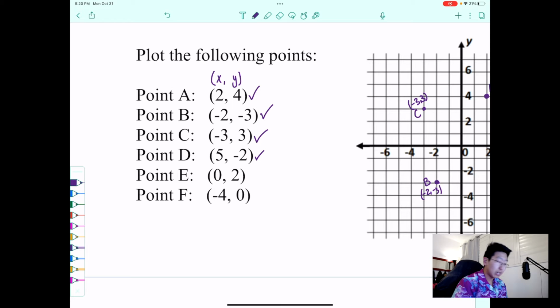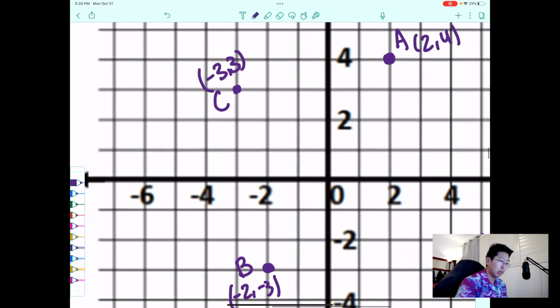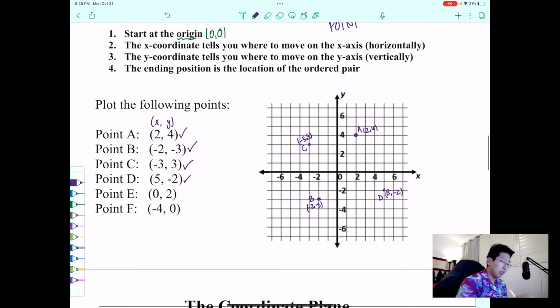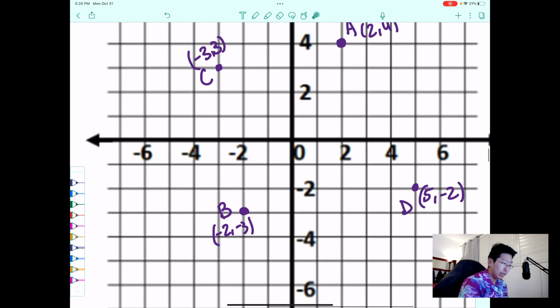We're almost done. E, (0, 2). That one might be a little bit confusing. We're going to look on our x-axis. Remember, this is our x value. So here I'm looking at this point right here, (0, 2). So on my x-axis, 0 is right here. So I'm not going to move to the left or to the right. I'm going to stay put. And then go find 2 on the y-axis. And that's actually going to be right here. This is E, (0, 2).